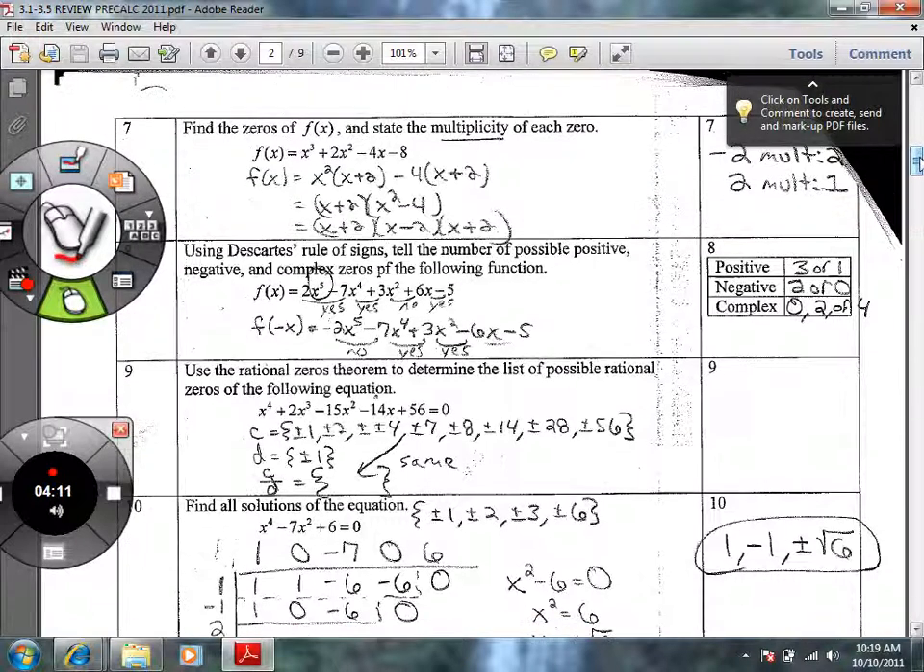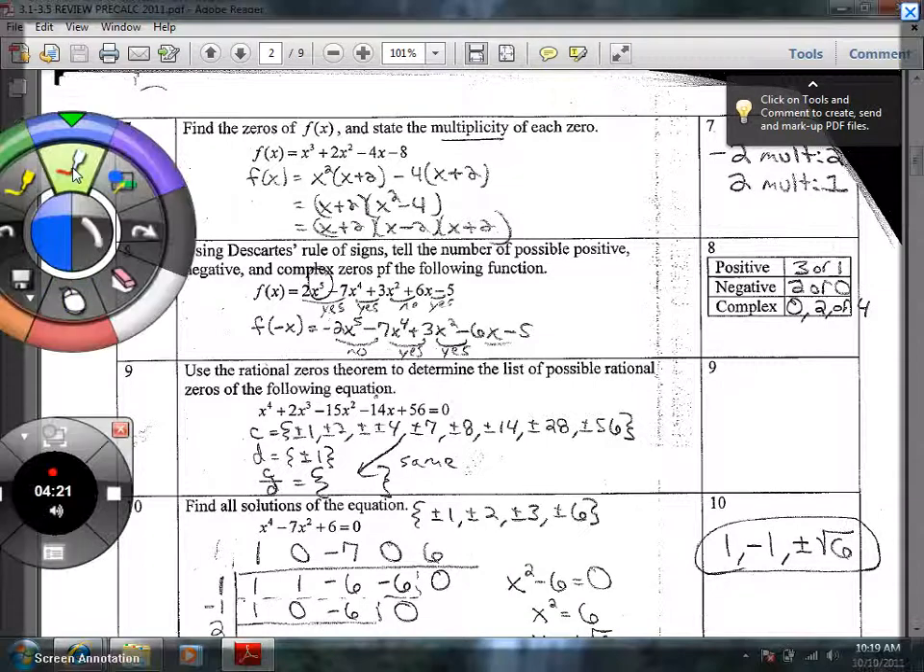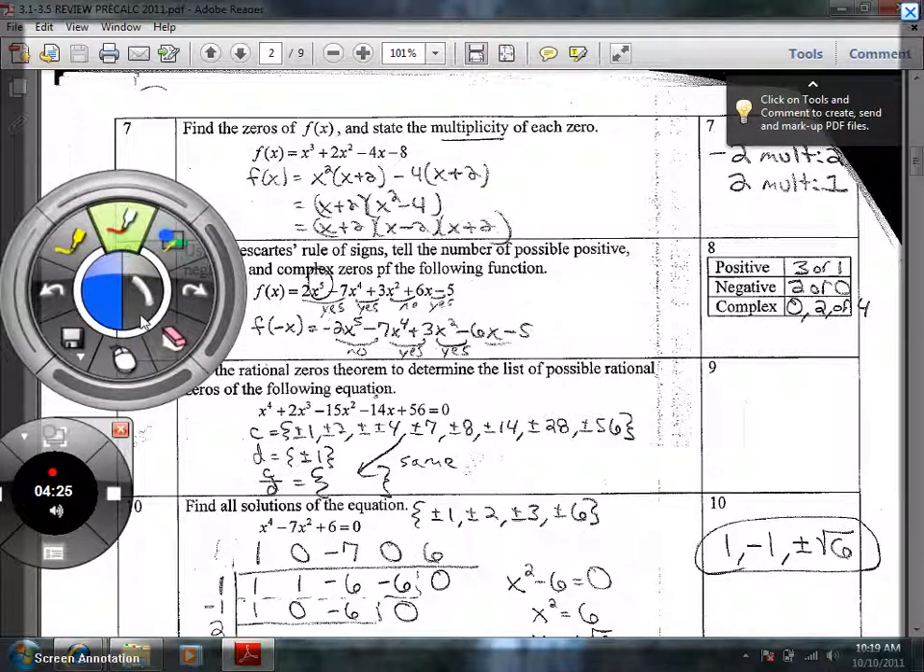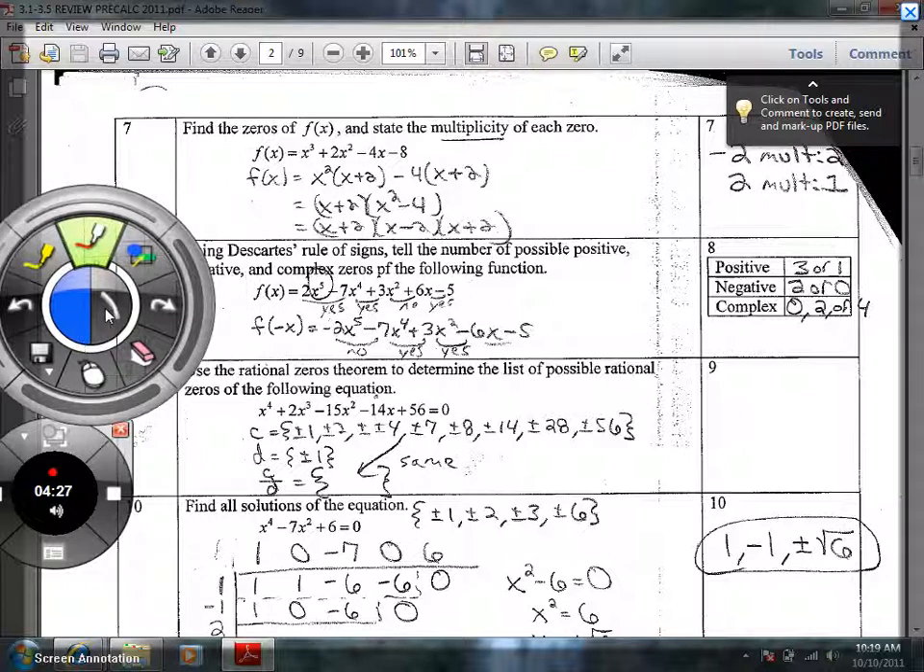If you want to state the zeros and the multiplicities, you've got to factor that. It has 4 terms, so we factor by grouping. We take out what we can out of the first 2 terms. So we take out the x squared. You can see that, and we see what's left.